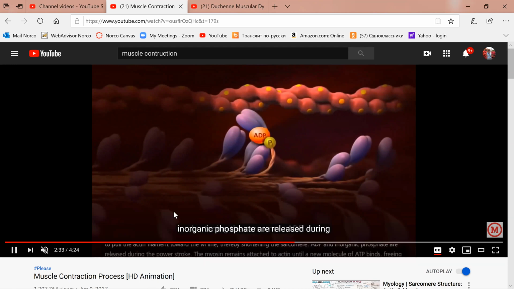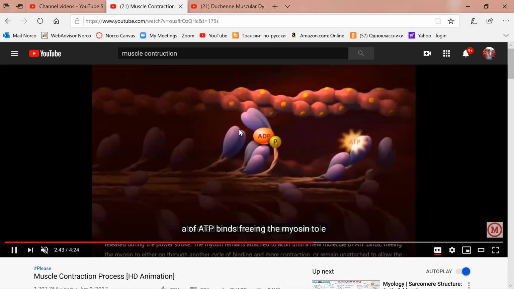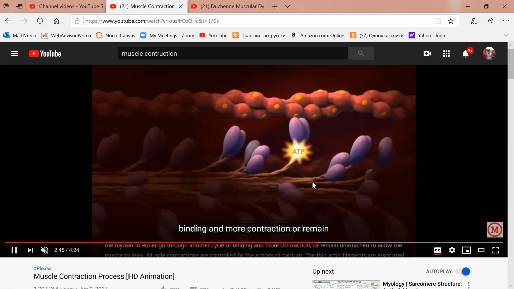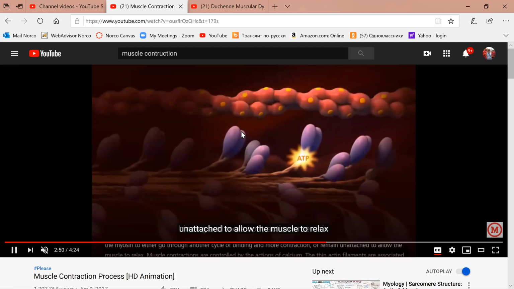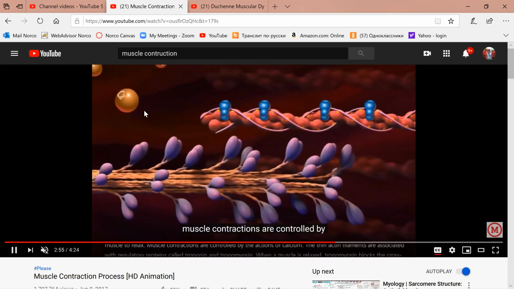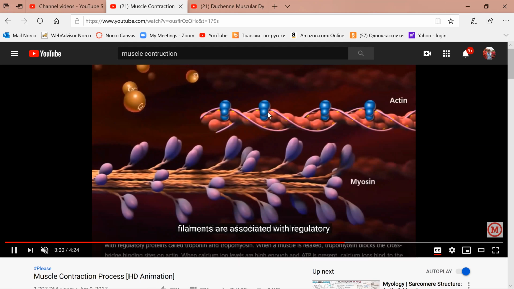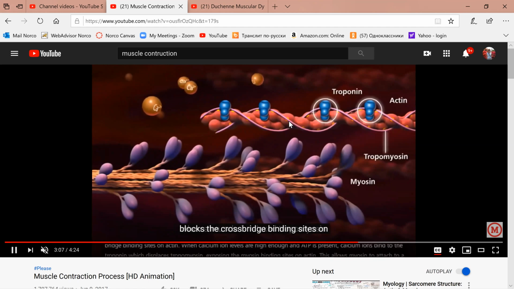Okay, so let's see. And again, I'm sorry, but I will pause this video for you to watch, but I cannot use the sound. So ATP attaches, so we detach the head, right? So ATP, detach, right? And attach again. But we need calcium to do it, right? So here's the calcium. And here's our troponin, and this is tropomyosin. You see how tropomyosin is blocking the binding site?